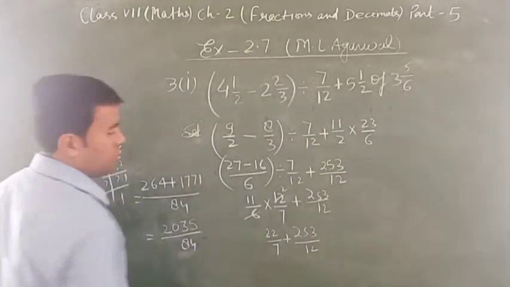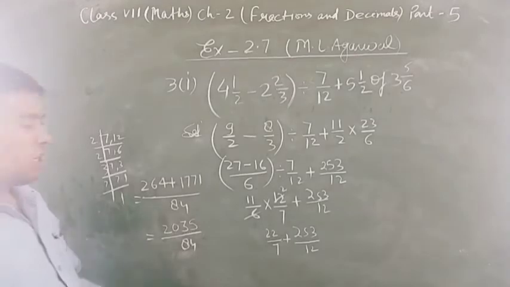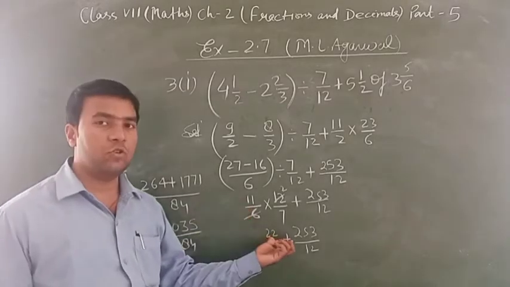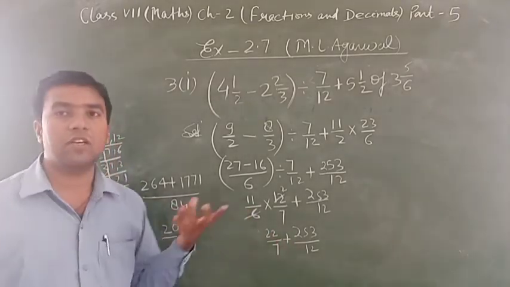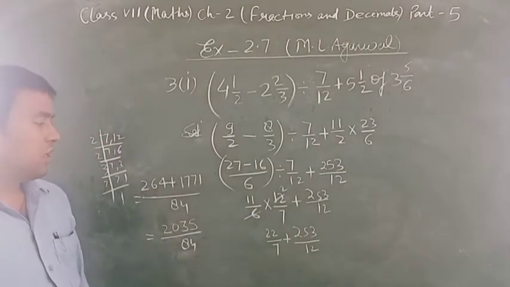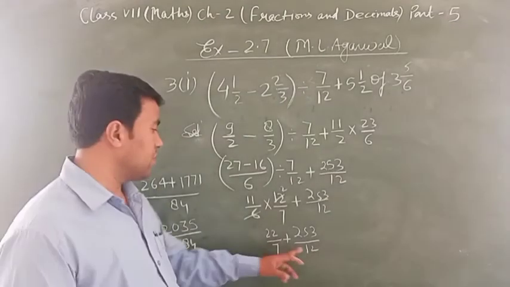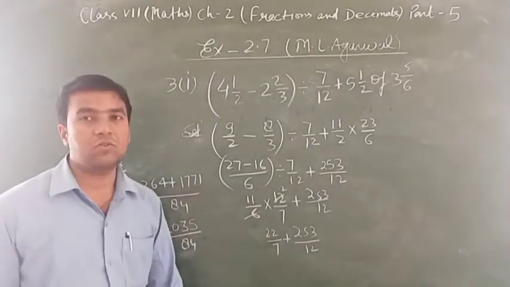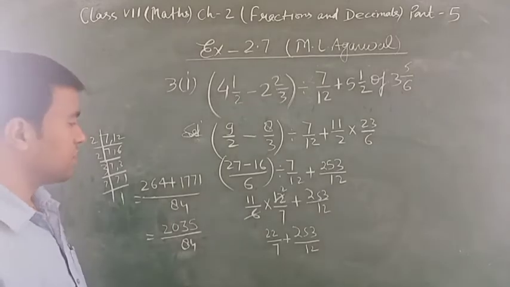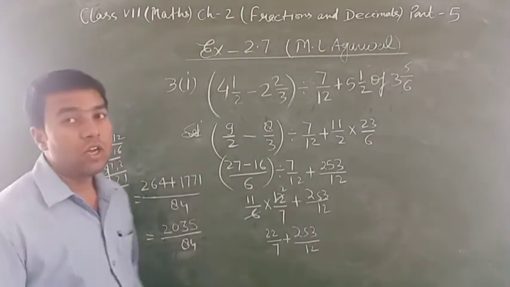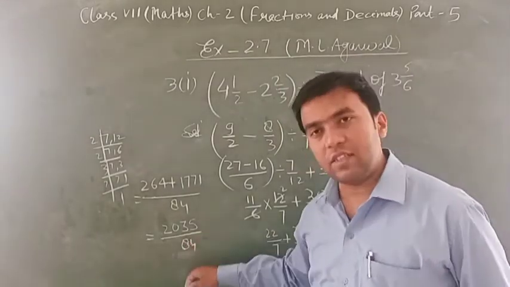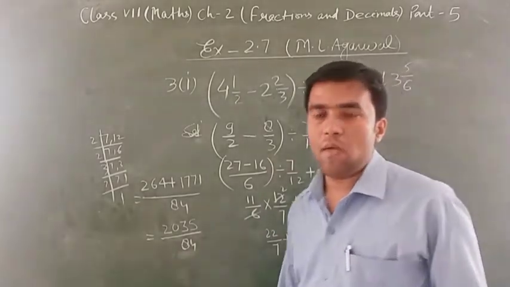LCM of 7 and 12, you will get 84. Clear? Divide the denominator, and whatever answer comes, multiply it by the numerator. 84 divided by 7 you will get 12, 12 multiplied by 22 you will get 264. 84 divided by 12 you will get 7, 7 multiplied by 253 you will get 1771. After that 264 plus 1771 equals 2035 by 84. If you want, you can change this number into a mixed fraction, but if you write this also, that is also correct. Note down.